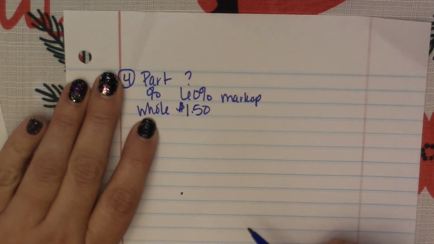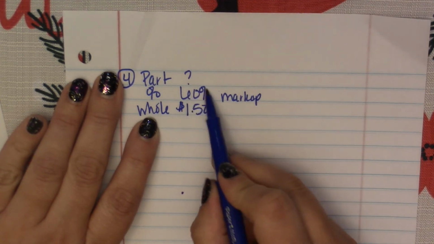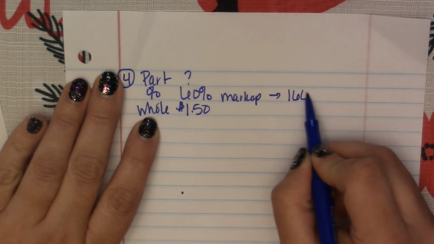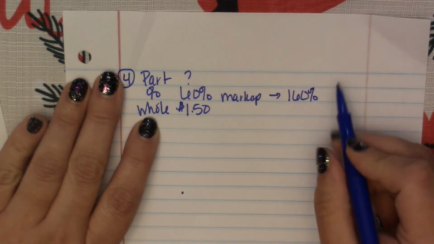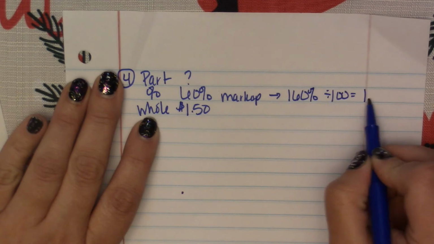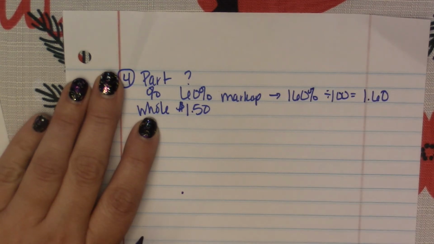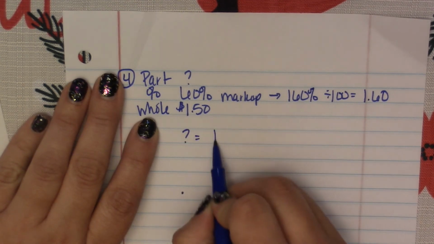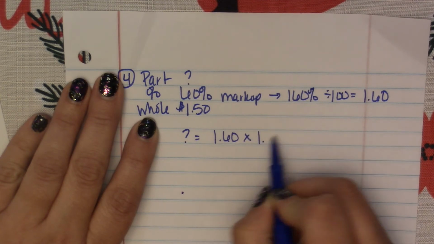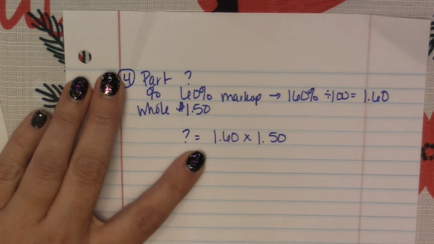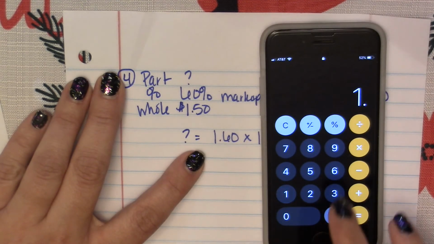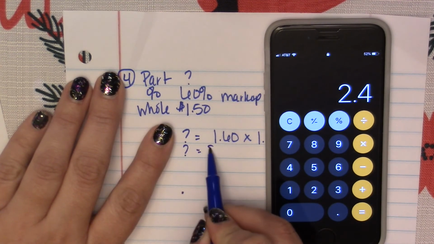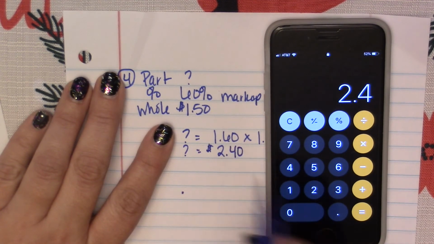So what part does the customer pay? All right, so again, if it's a 60% markup, it marks up from the original 100. So the customer would be paying 160% of the price. We're going to change that into a decimal, and we get 1.60. Now we can put our numbers in. So our part is equal to the percent as a decimal times the whole. All right, so we're going to grab our calculator. 1.60 times 1.50, and we get a selling price of $2.40.